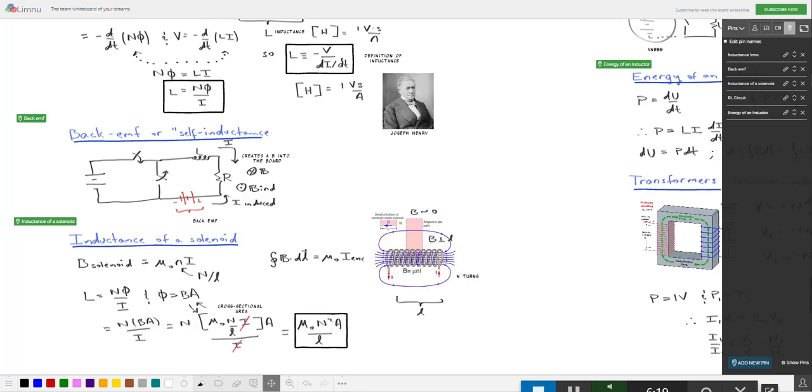And if you have, let's say, 10 volts here, and your back EMF is 8 volts, now your total current is going to be a little bit less because of this back EMF. It's also called self-inductance.